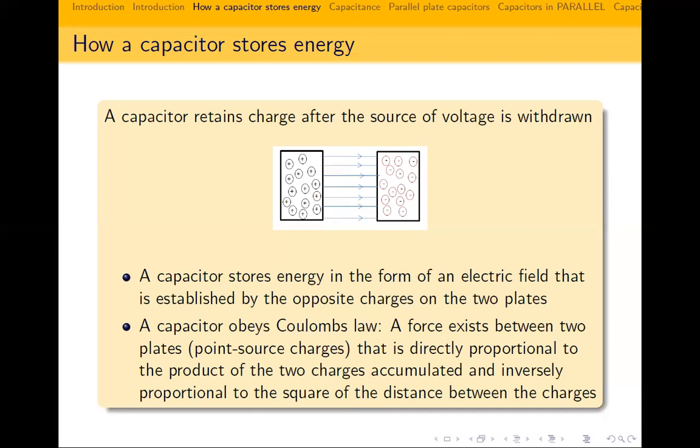So a capacitor obeys Coulomb's law. Remember, Coulomb's law defines the force that exists between charges. So now that we have accumulation of positive charges on one plate and accumulation of negative charges on the other plate, you can actually get the force between these two charges from Coulomb's law, provided you know the quantity of the charge, the distance between the plates, and so on.